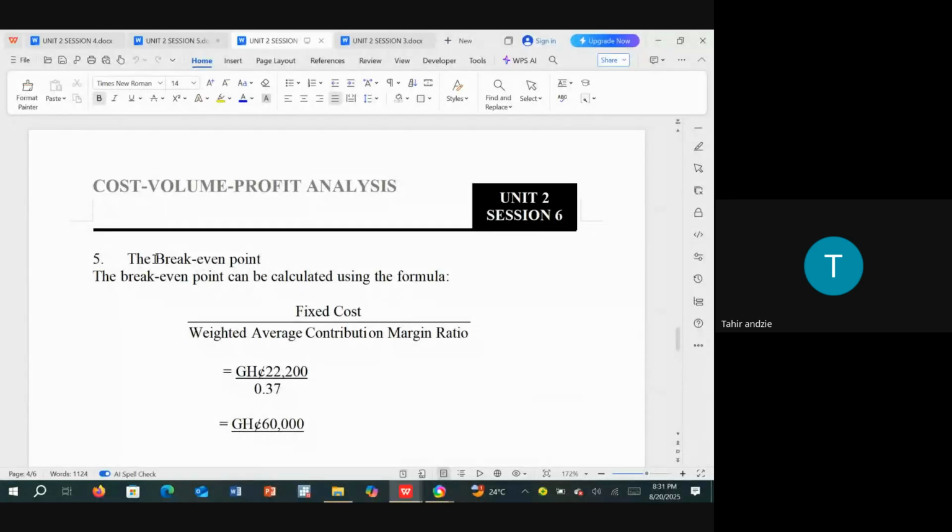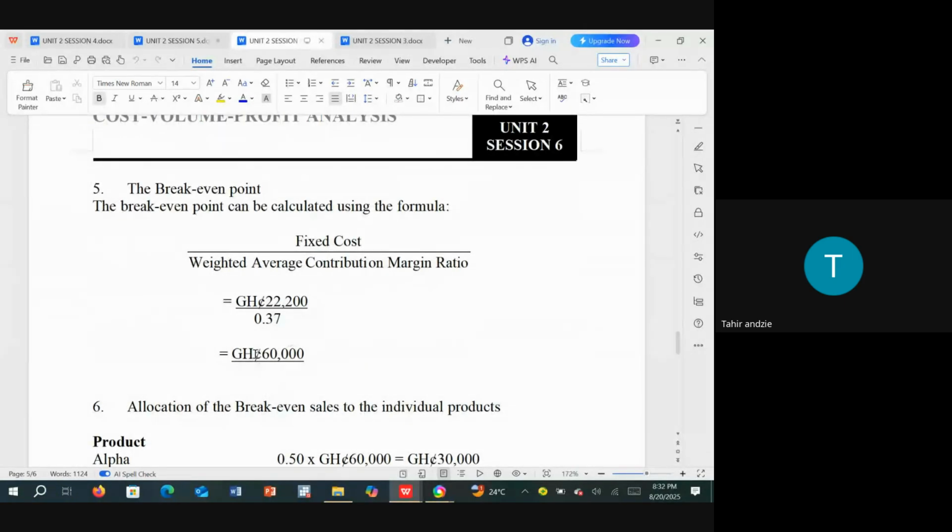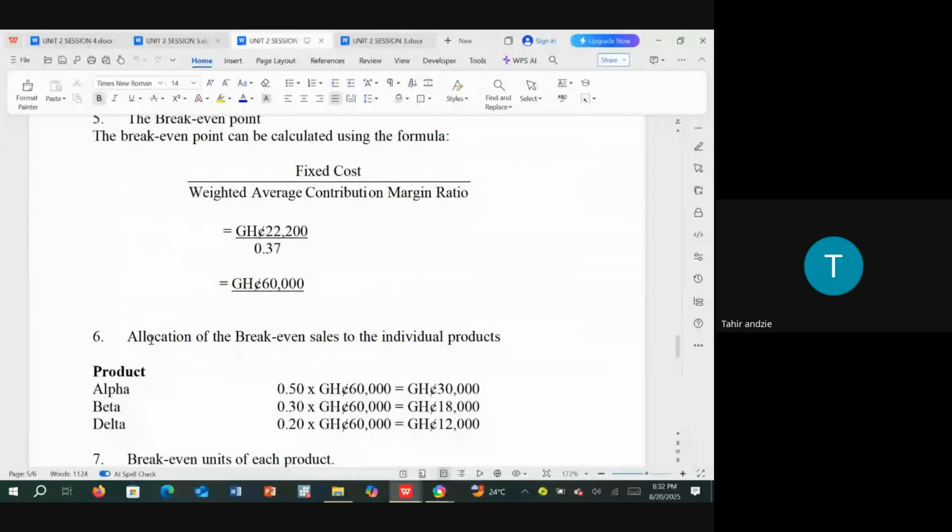So after you have gotten this one, that is where you now put it in the break-even formula. Break-even point in sales value is fixed cost over the weighted average contribution margin ratio. In the question, fixed cost was 22,200. Therefore, we divide that by 0.37, and the sales revenue for the firm is 60,000. Now, the next step is where we allocate the break-even sales to each of the individual products. We use their percentage of sales to multiply by the break-even sales to get their various sales at the break-even point.